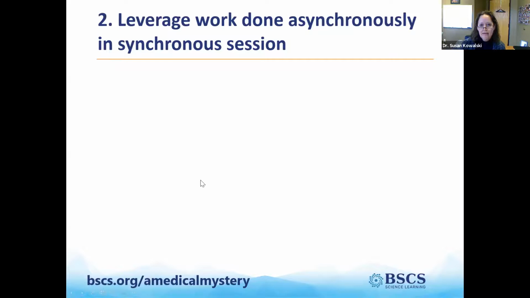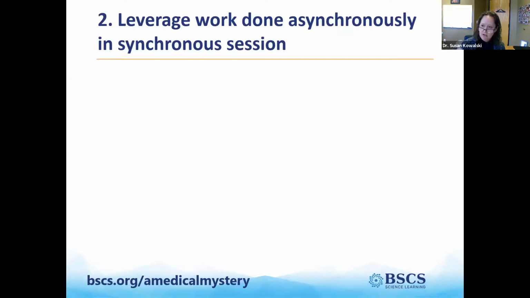And then we want to leverage the work done asynchronously in a synchronous session. So let me unpack that a little bit. By asynchronous work, I really mean the work that students do on their own individually or in small groups outside of a joint classroom synchronous session. So when they're off doing things on their own time.